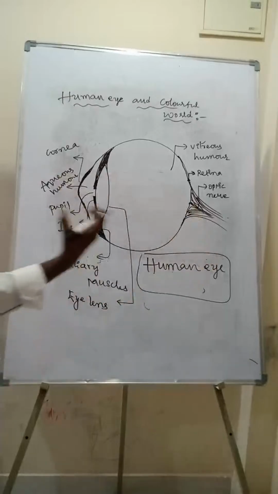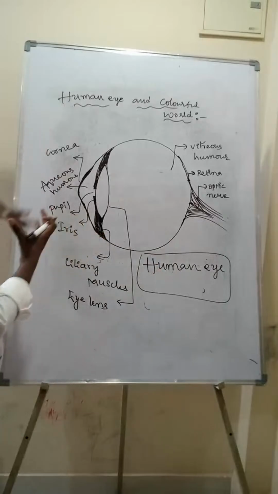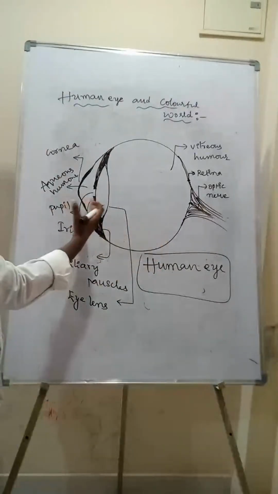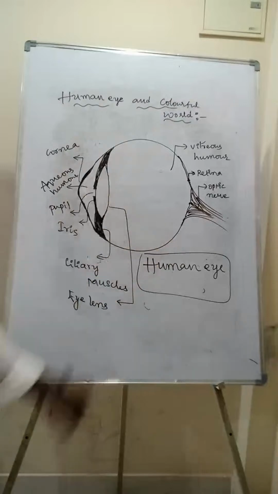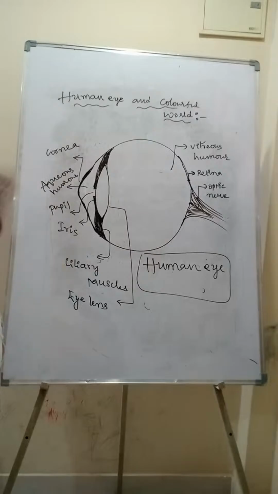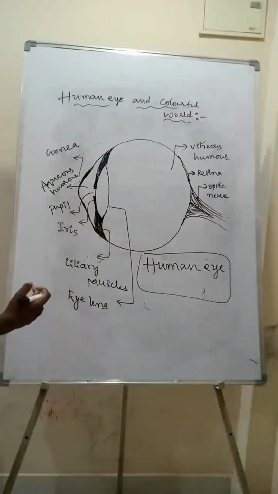When we are seeing a nearby object, the eye lens will become thick, so the ciliary muscles will be contracted. The focal length will decrease, and we are able to see nearby objects. So the ciliary muscles help in seeing nearby objects as well as far objects by adjusting the focal length of the eye lens.